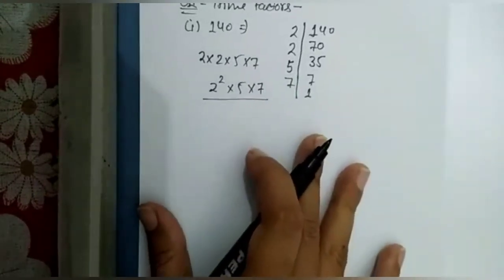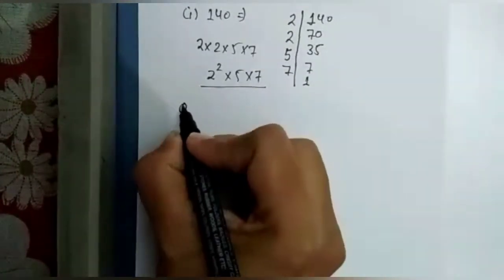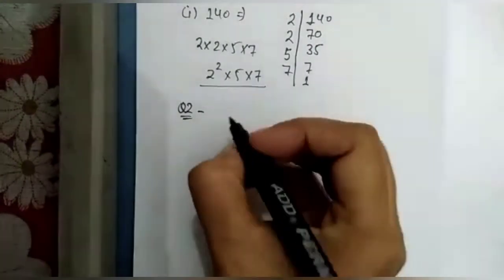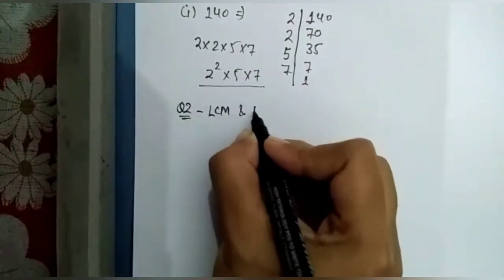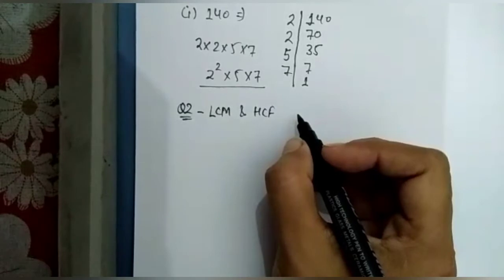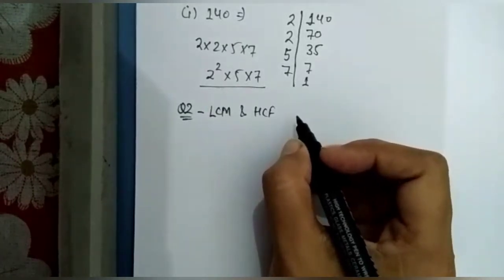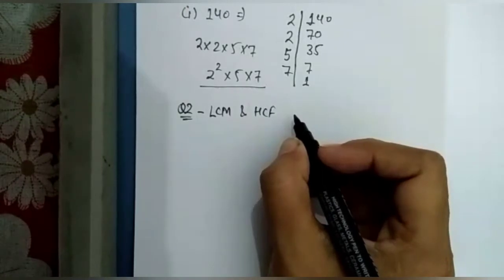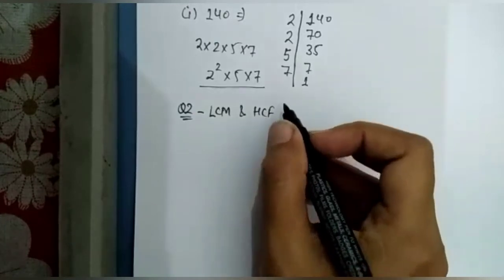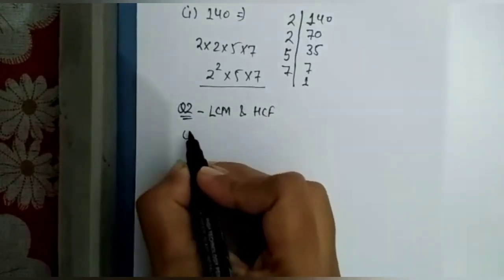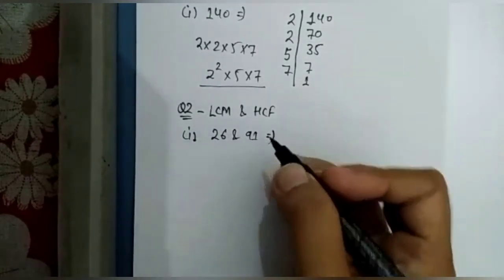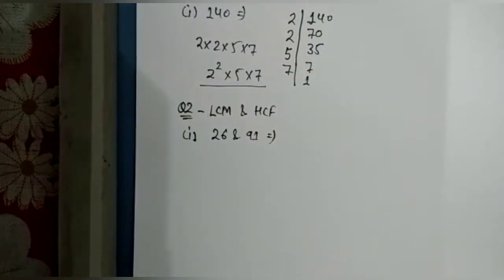Now come to question number 2. What is in question number 2? We have to find the LCM and HCF. I told you about this type of question in yesterday's class also, and you can see that class too. I also told you one important formula yesterday, based on LCM, HCF and numbers. In this question our first part is 26 and 91. You just have to find the LCM and HCF of these numbers.